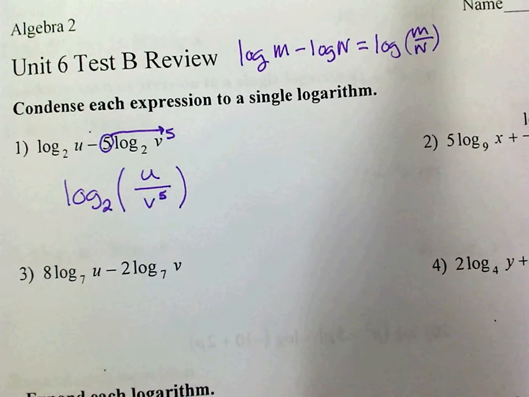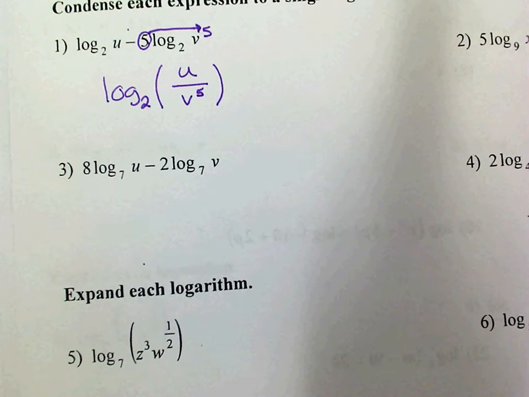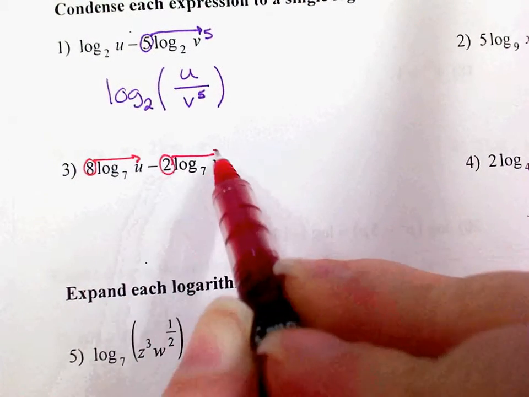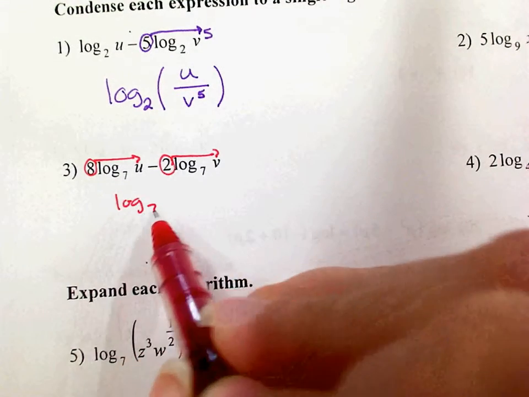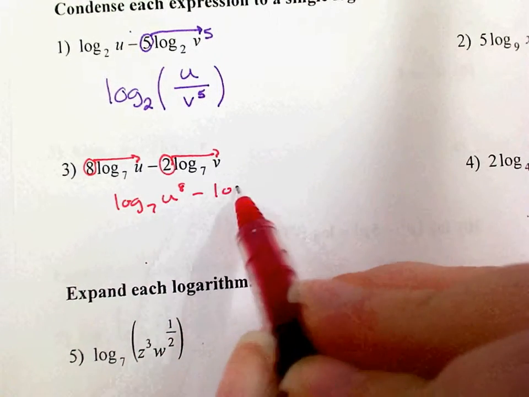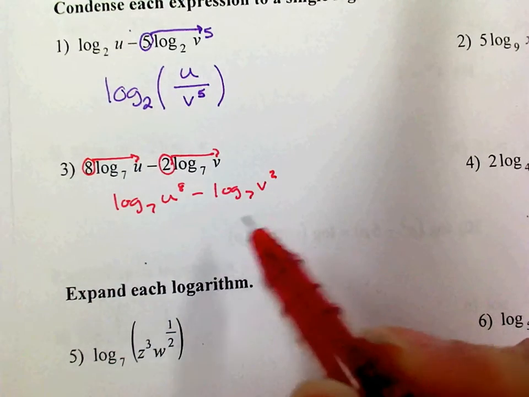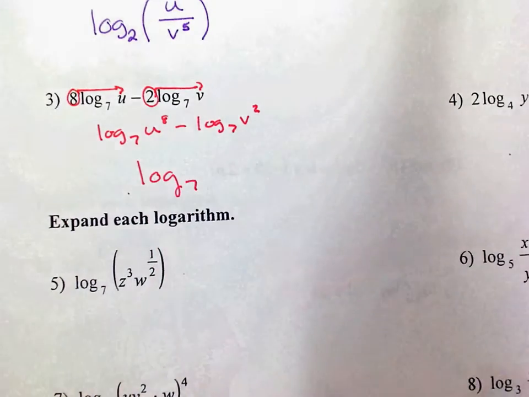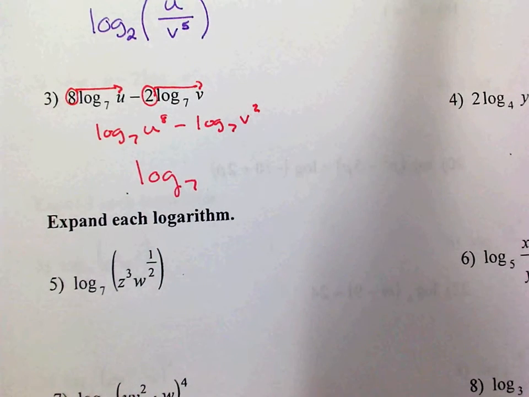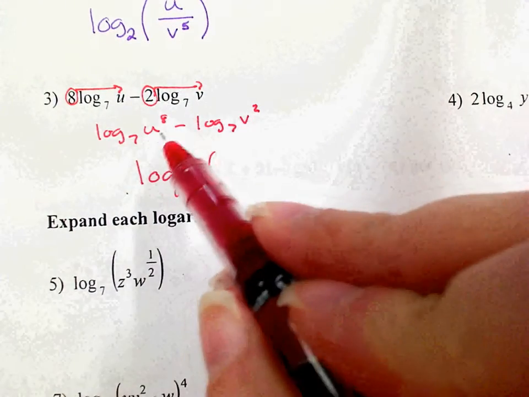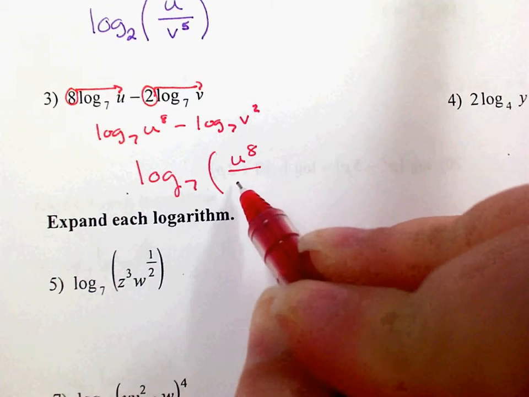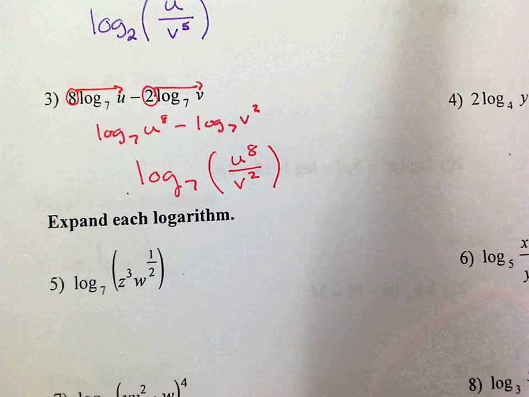Okay, so we're going to do the odds today. Let's go to number 3. Alright, so what would you do with the 8? Move it to the back. What would you do with the 2? Alright. So I've got log base 7 of u to the 8th minus log base 7 of v to the 2nd. Now you don't have to do this step if you already know what to do. I'm going to combine them into one log, say log base 7 of the first one, right? U to the 8th divided by v to the 2nd. And we're done, right?